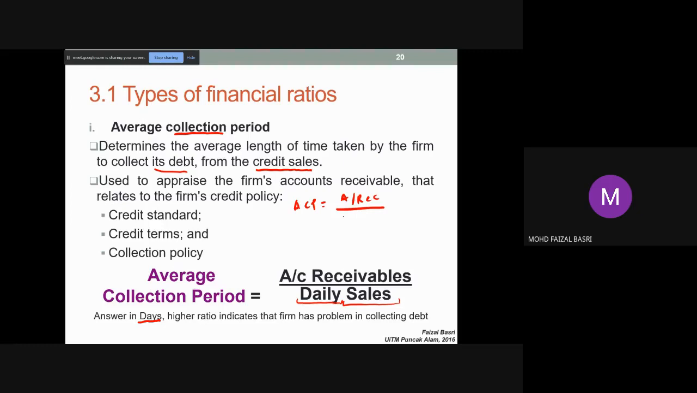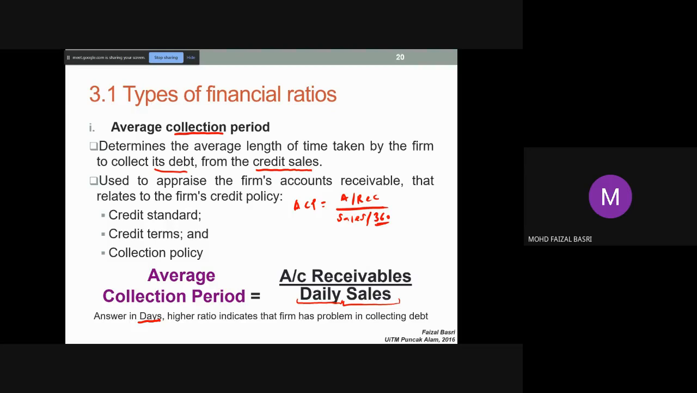Right, so you're going to do sales. Okay, get the sales figure from the income statement, and in order to get it on a daily basis, you're going to divide the sales by 360. Okay, we use 360 and not 365. All right, we use 360. Okay, some questions even specify, okay, please use 360.